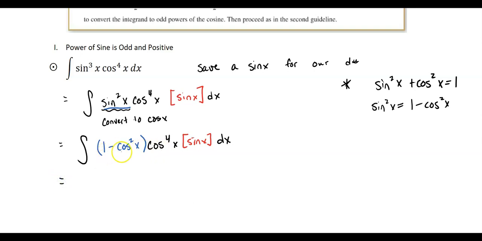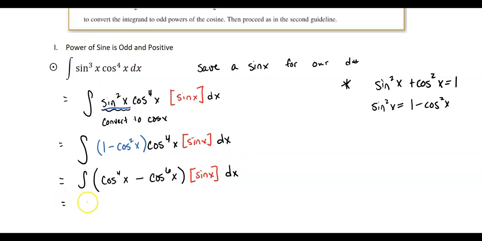Next, I'm going to distribute the cosines, so I will have 1 times cosine to the fourth power, which is cosine to the fourth power of x, and negative cosine squared of x times cosine to the fourth of x, which is minus cosine to the sixth of x, and that's all times that sine of x that I'm reserving.